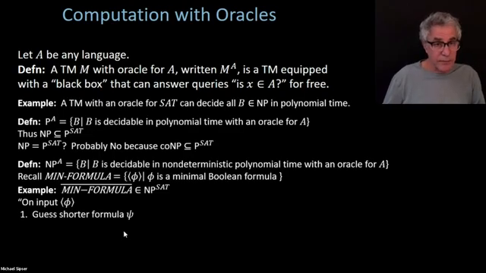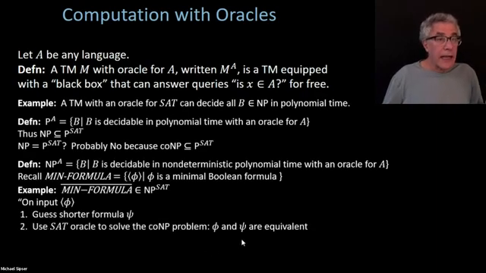So let's just understand what I mean by that. If I'm trying to do the non-minimal formulas, namely the formulas that do have a shorter equivalent formula, I'm going to guess that shorter formula, called psi. Now the challenge before was testing whether that shorter formula was actually equivalent to phi, because that's not obviously doable in polynomial time. But the equivalence problem for formulas is a co-NP problem.